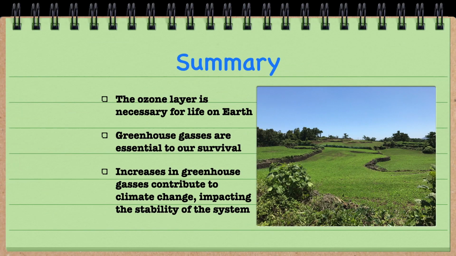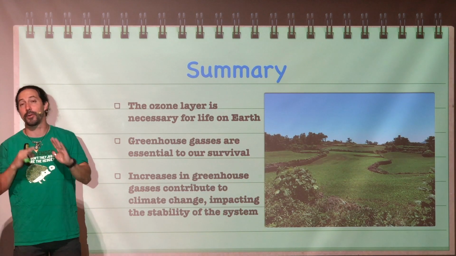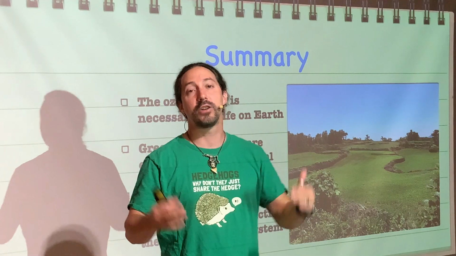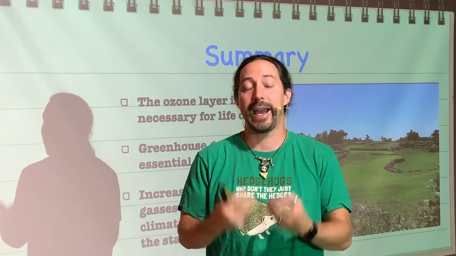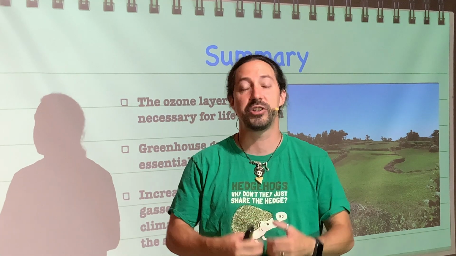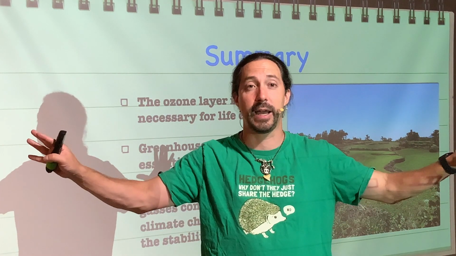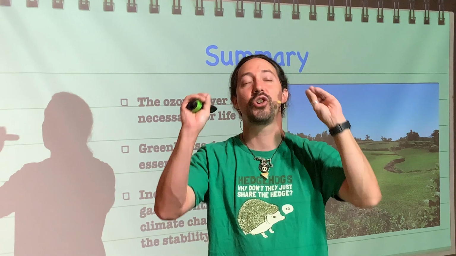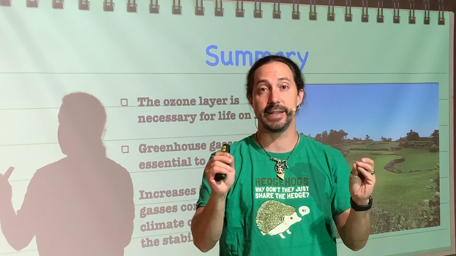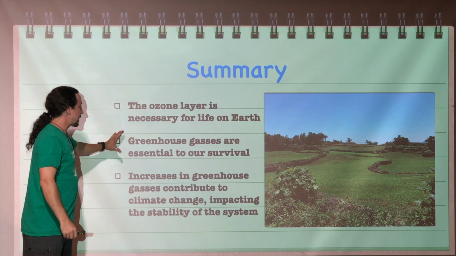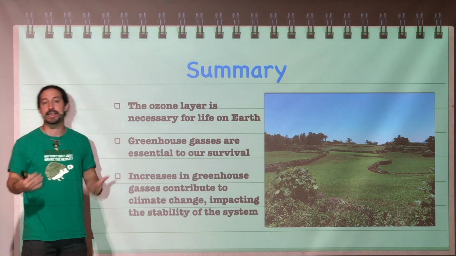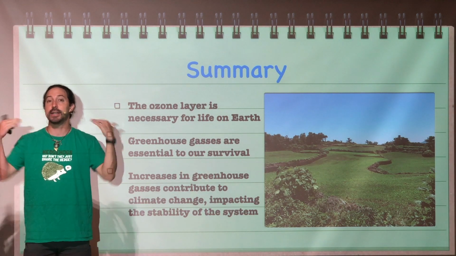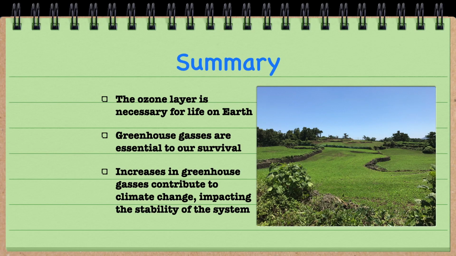So in summary of all this, the ozone layer is necessary for all life on Earth. If we don't have protection from the ultraviolet rays, then the sun would just cause so much damage to all of life upon this planet. The ozone layer is critical for life's existence. The greenhouse gases, they're also essential for our survival. If we don't have the greenhouse gases, that means that this planet would not be able to retain any heat and would just be a frozen rock.